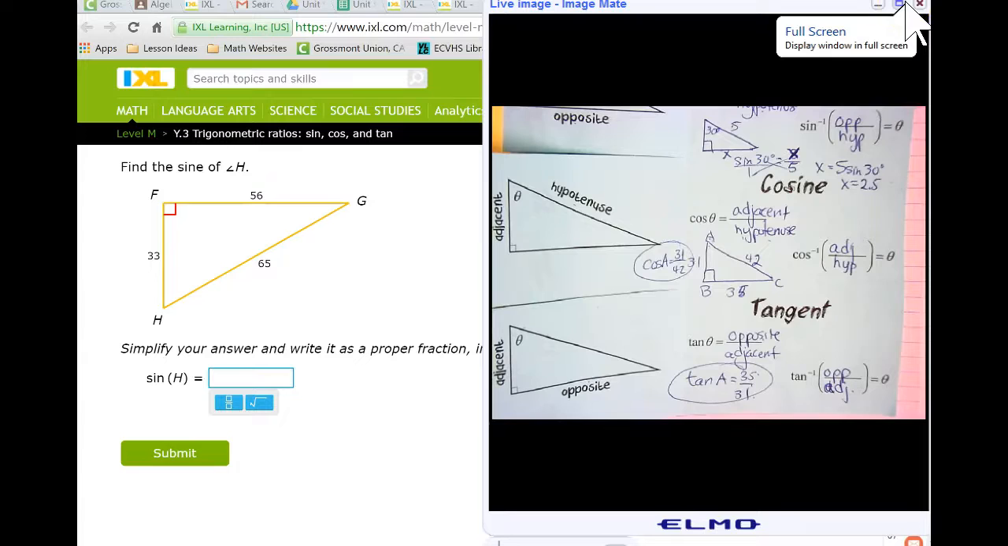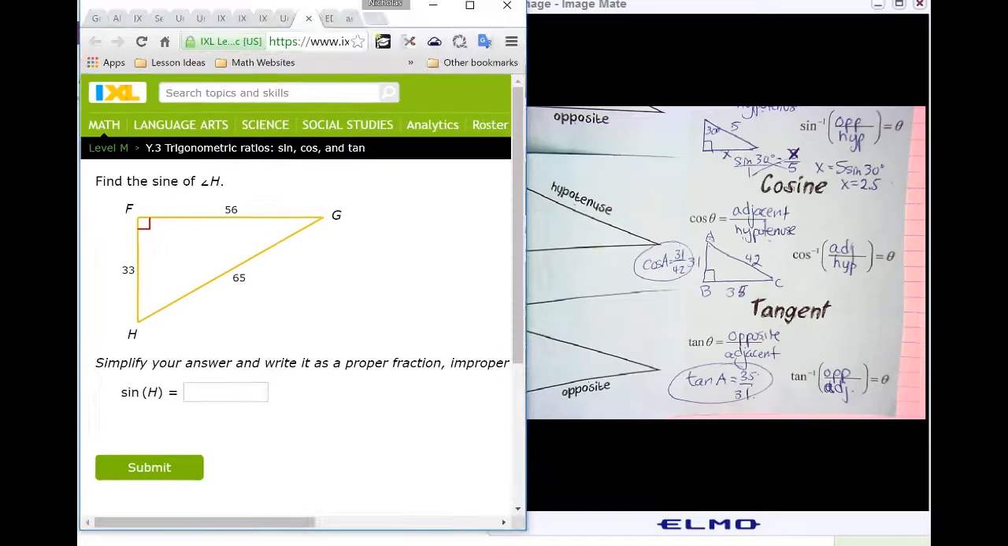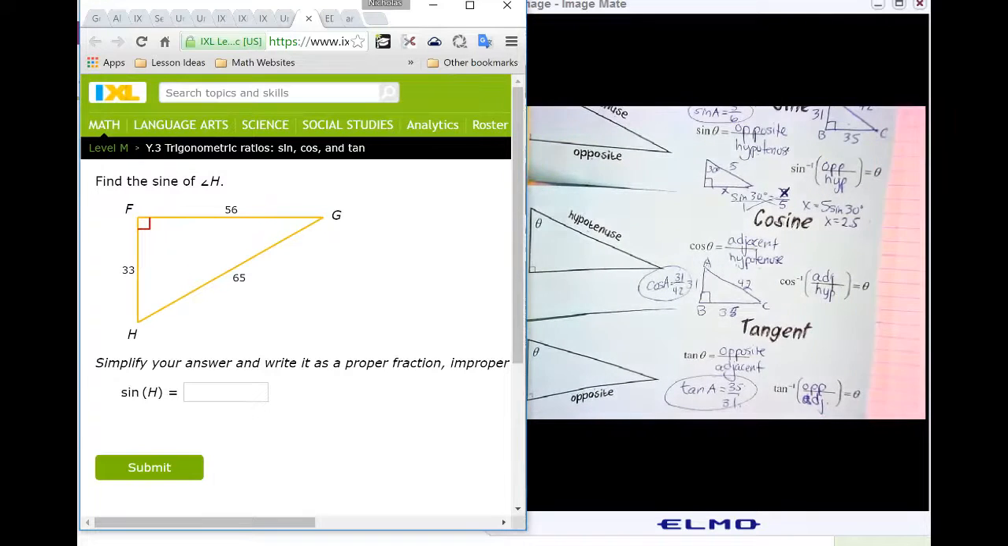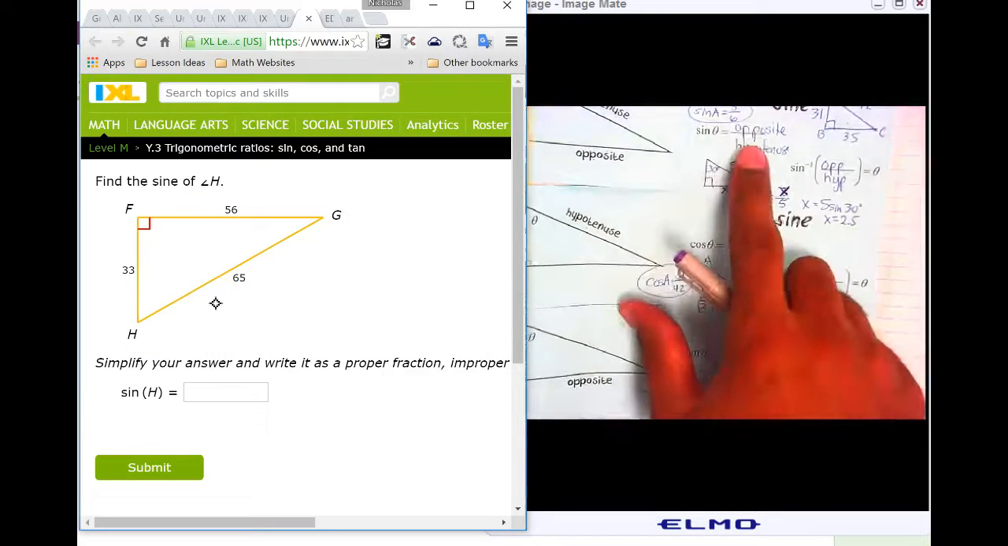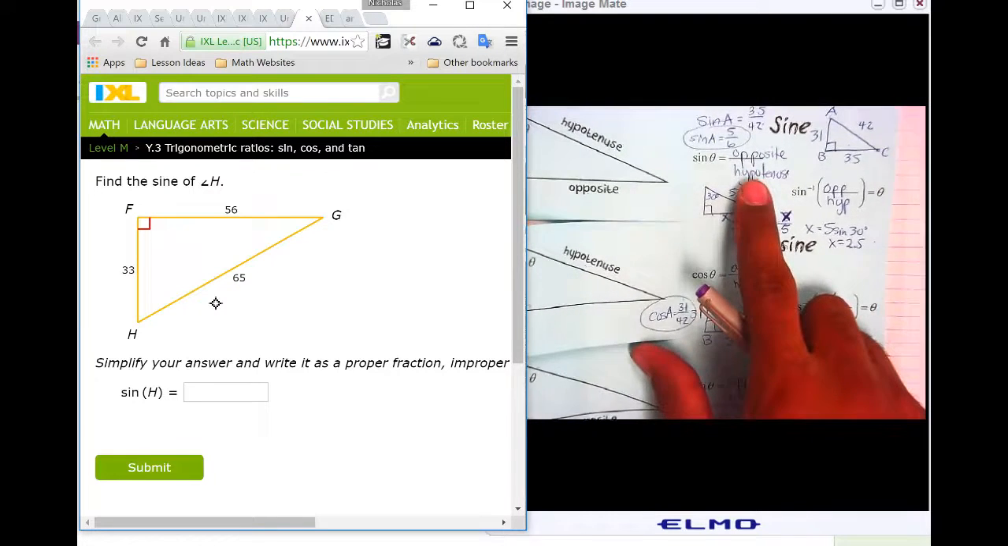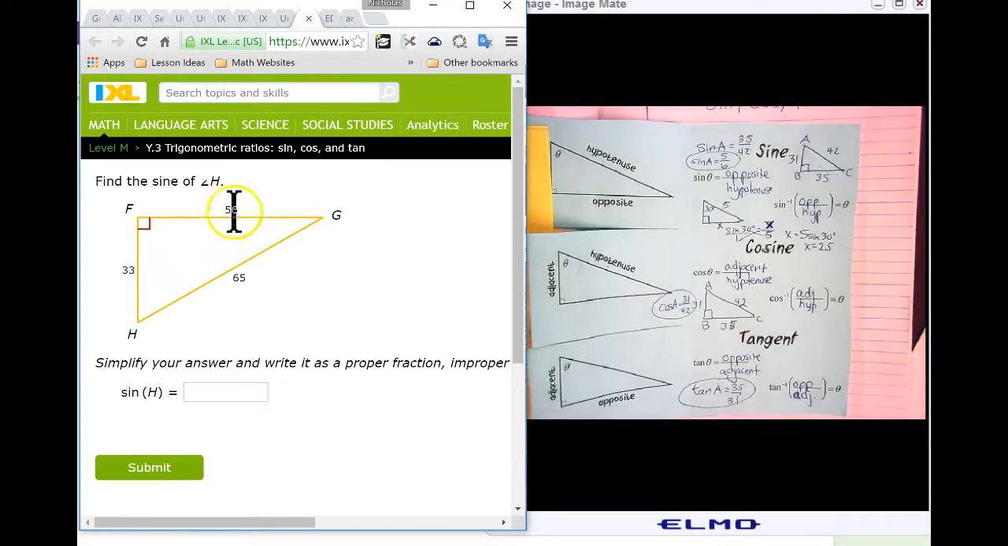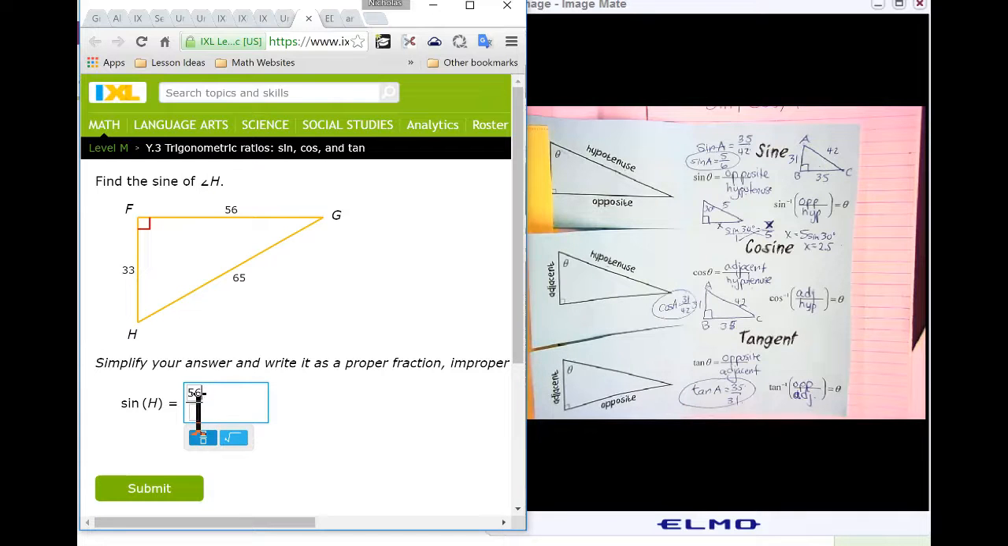So this first problem here to the right, and let's change the window so we can see side by side. Now we want to find the sine of H. Remember, the sine of H is the opposite over the hypotenuse. The opposite of H is 56, so I'll set up a fraction: 56 over the hypotenuse, which is 65.